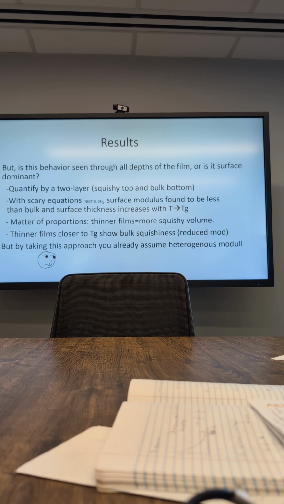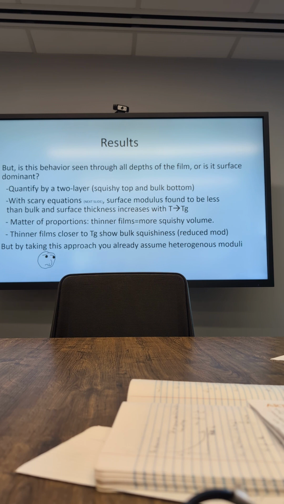Is it a function of just the film? It's not really a function of the overall squishy layer increasing. It's just that the polymer film is decreasing in width overall. So of course the squishy properties are going to start dominating. But yes, then of course we also have the thickness of that squishy layer increasing with the approaching of the glass transition temperature.